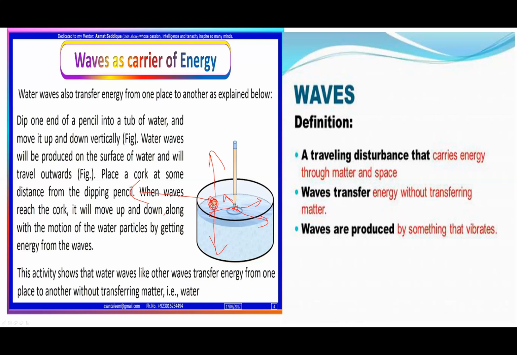Definition of waves: a traveling disturbance that carries energy through matter and space. Waves transfer energy without transferring matter. Waves are produced when something vibrates. So this is about waves.